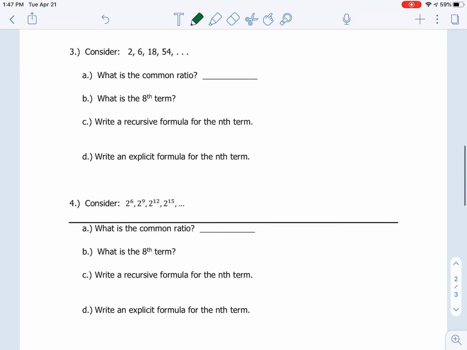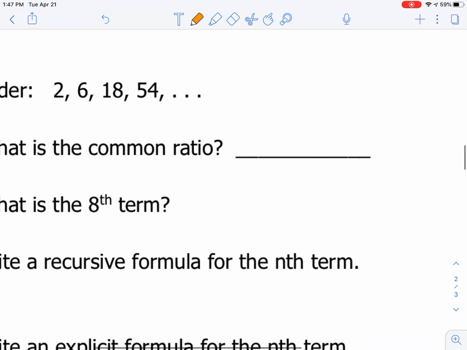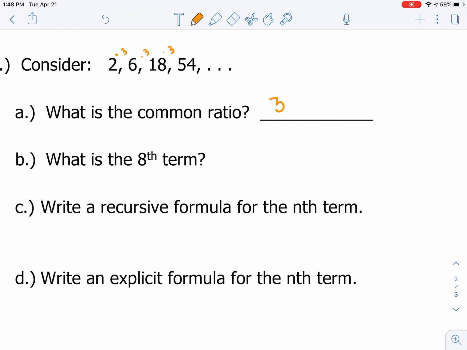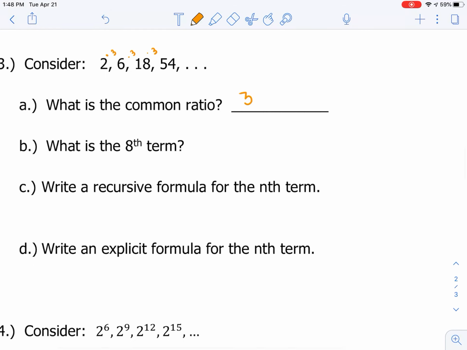So moving on to question 3. On question 3, you are asked about common ratios. What am I multiplying by each time? So note that I'm multiplying by 3, by 3, by 3. That pattern continues. That is my common ratio. Now, if that wasn't obvious to you, you could take the second term divided by the first, third term divided by the second, and you would get that value.